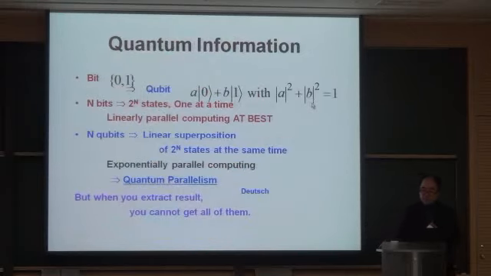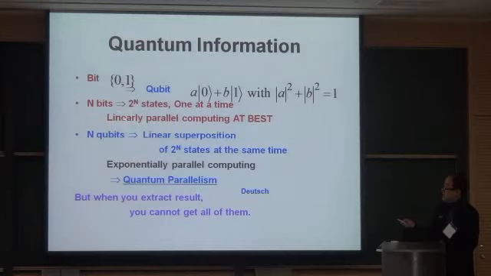So in quantum information, compared to this digital information, bit 0 and 1, a qubit is the linear superposition of 0 and 1. So if we have n bits, then it can represent 2 to the n states, but very importantly, one at a time. So if we have parallel computers, then at best we can do linearly parallel computing. So if we have 1,000 computers, then maybe computation time might be reduced to 1,000th. That may be the best.